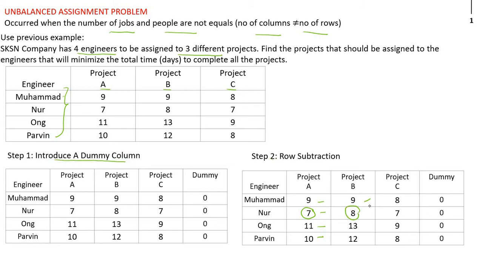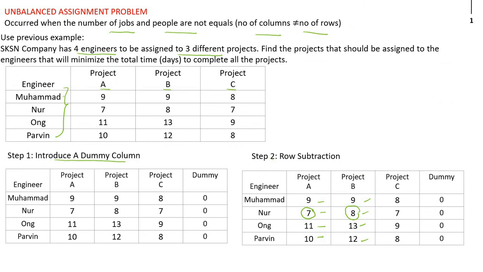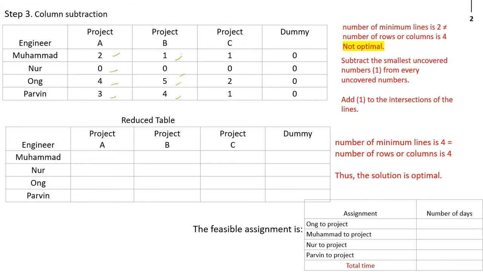8 minus 9, minus 8, minus 13, minus 12, we will have 1, 0, 5, 4. And the third column, the lowest is 7. 7 minus 8, minus 7, minus 9, minus 8, we will have 1, 0, 2, 1. And then the next column is the dummy. And from that, we can start to determine whether our solution is optimal or not.